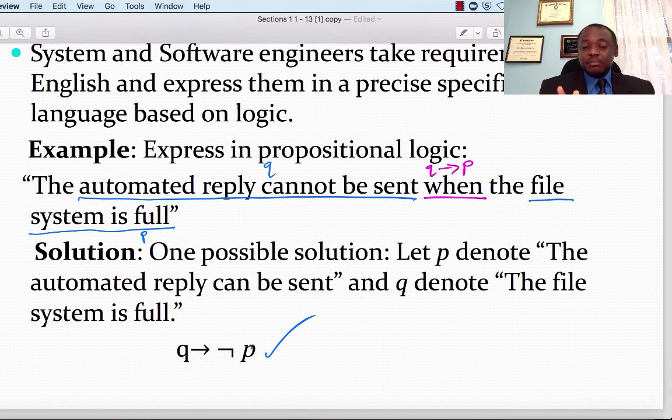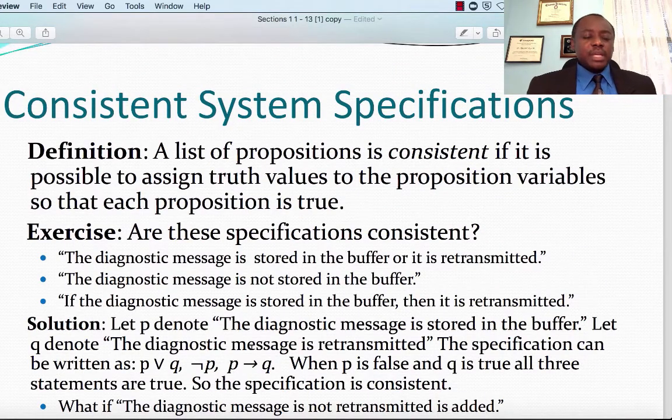Now, it doesn't matter that much whether it's P or Q. All those are just dummy variables. So what you have to remember is the statement before "when" and the statement after "when." If I were to switch it in the form P implies Q, it goes the other way around. Okay? And that's beautiful.